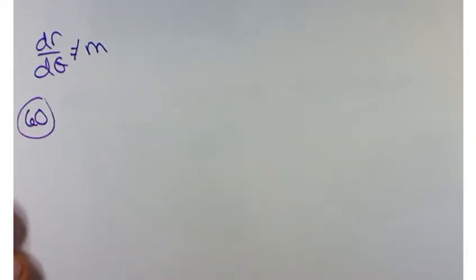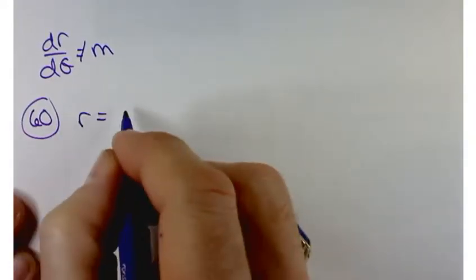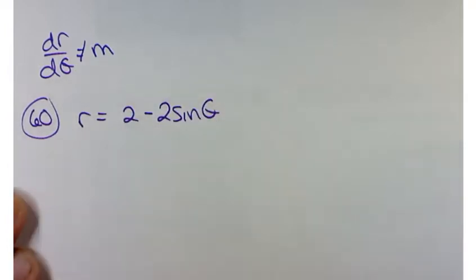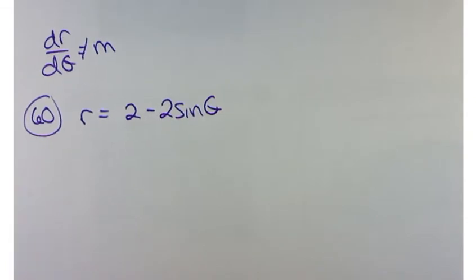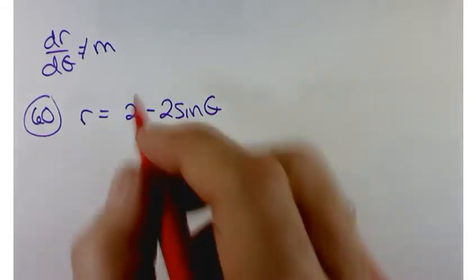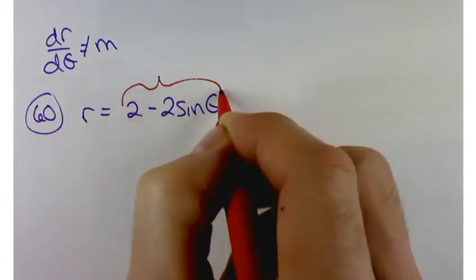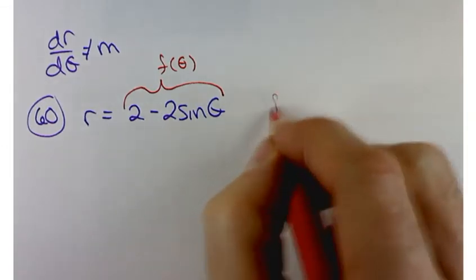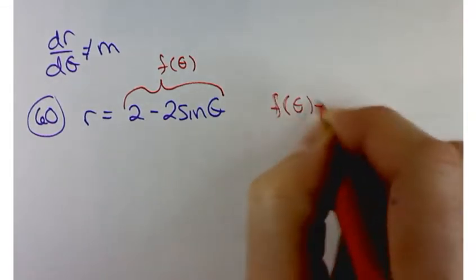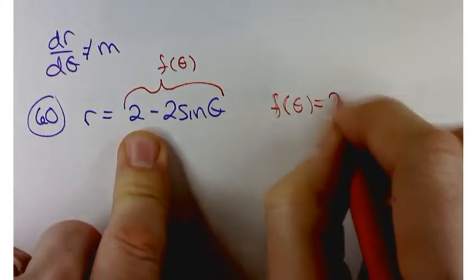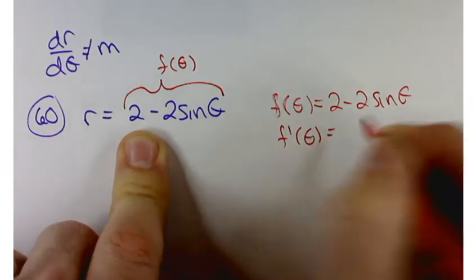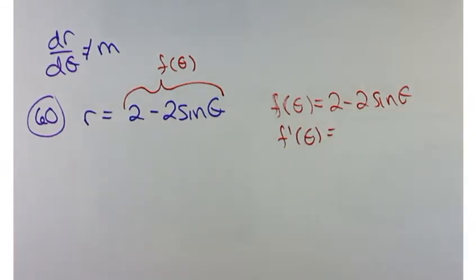So problem number 60. Let me distribute the 2. I'm not sure why they don't. So r is 2 minus 2 sine of theta. Keep in mind that this part right here, that's our f of theta. So if f of theta is 2 minus 2 sine of theta, what's f prime of theta going to be? Thank you, negative 2 cosine of theta.